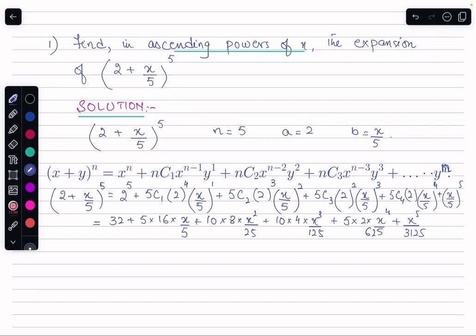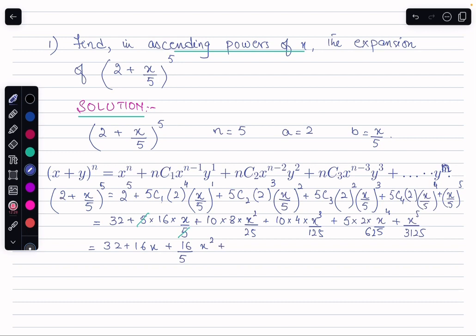So solving it, the complete expansion shall be 32 plus this 5, it gets simplified, and I will here be left with 16x plus 80 divided by 25. So 80 divided by 25 shall be a 16 by 5 x square, and then plus 40 over 125.